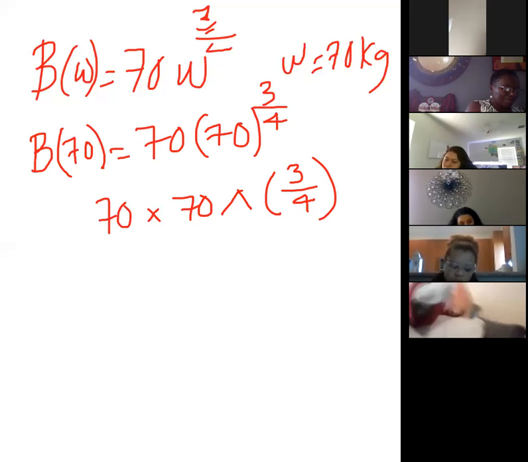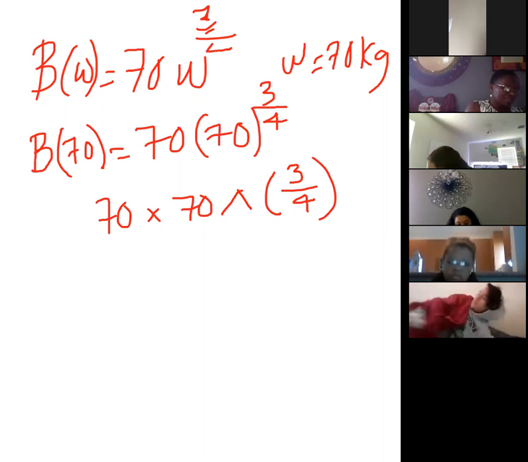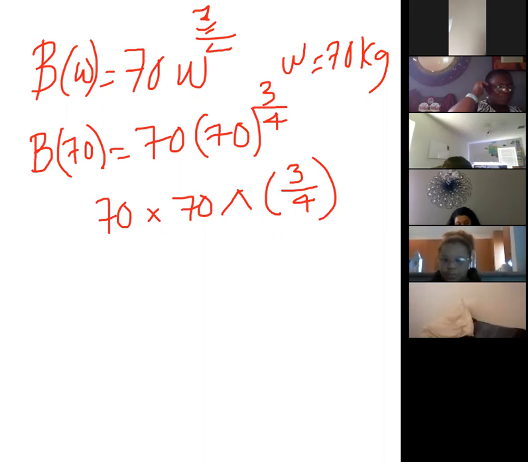Okay, so now you're going to go ahead and type it into your calculators. So it is 70 times 70. Hit your power key. And once you hit your power key, you should see a parentheses automatically on some of your calculators. If you don't see the parentheses, I would put it in there. 3 divided by 4 and close off the parentheses.